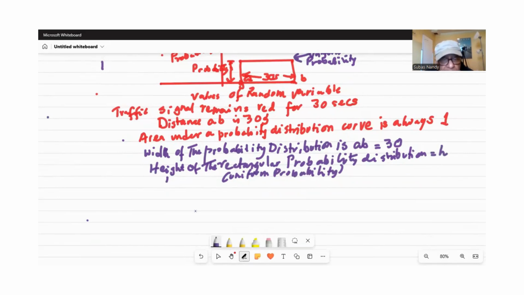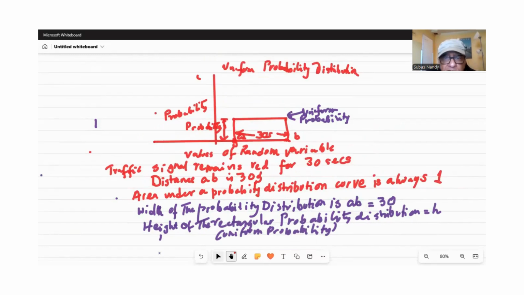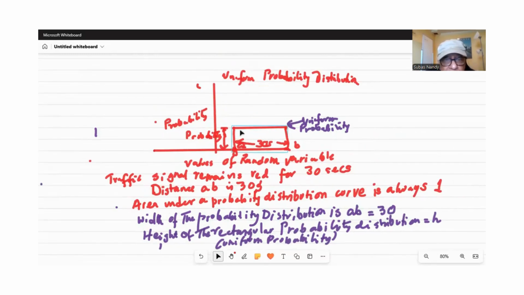I will show that in the diagram. This is the height I'm talking about. This height is h, from here to here. Also notice from A to B, I already explained it remains red for 30 seconds, so the width of AB is 30 seconds.